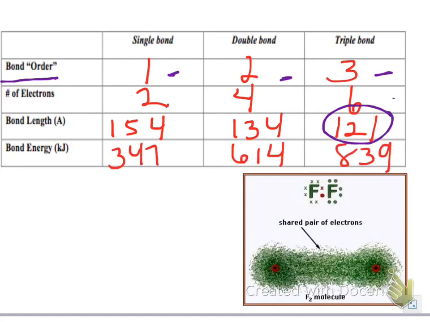Now for strength, this is the number of energy units. I believe it's probably kilojoules. Yeah, it is kilojoules. It's the number of kilojoules of strength it requires to break that bond. So the strongest bond is the shortest bond, and that's associated with the triple bond. The longest bond and the weakest bond is the single bond.